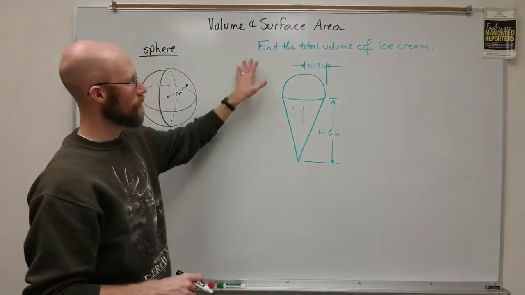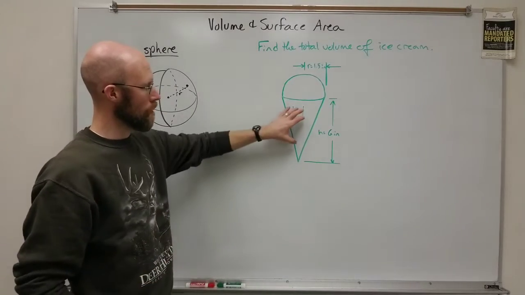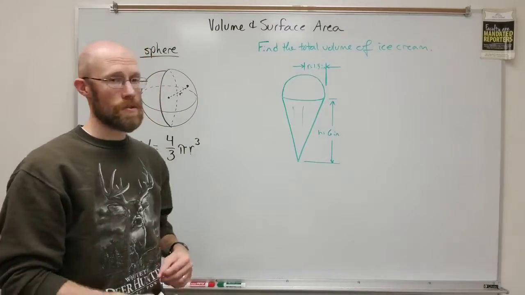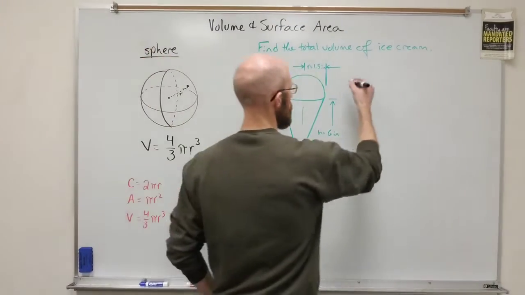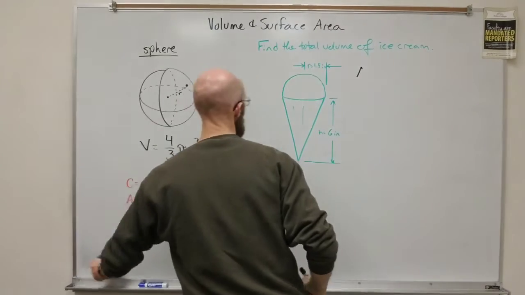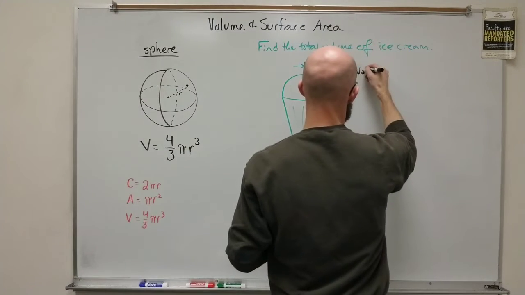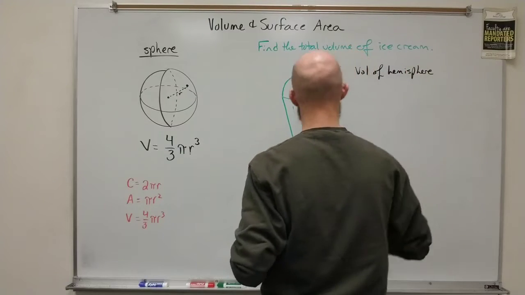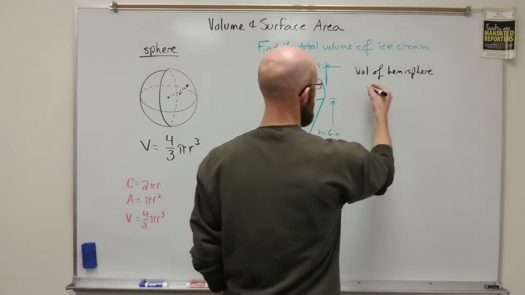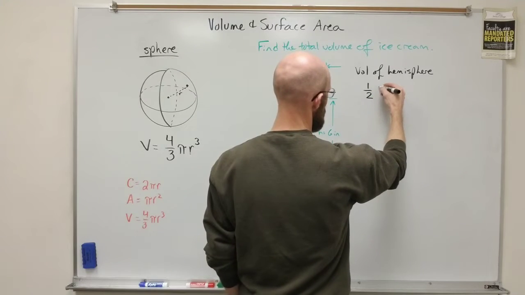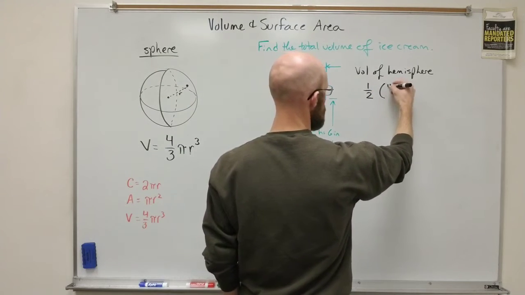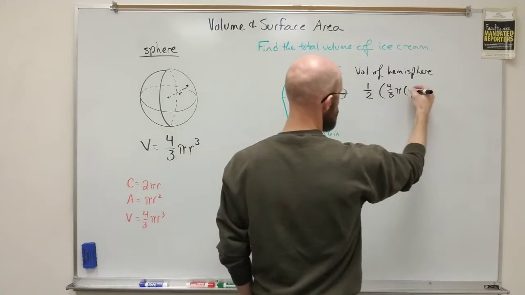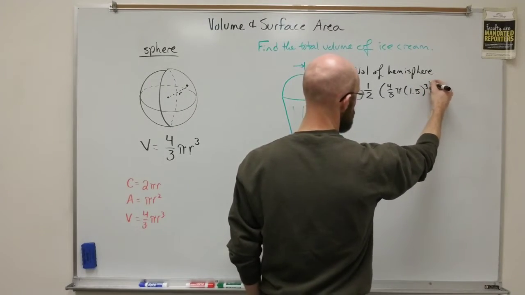And so I want to find the total volume of ice cream, which is essentially the volume of the cone added to the volume of the hemisphere. Okay, so first of all, let's calculate the volume of the hemisphere. So volume of the hemisphere is exactly 1/2 of the volume of the sphere, which is 4/3 pi times the radius cubed, which is 1.5 cubed.